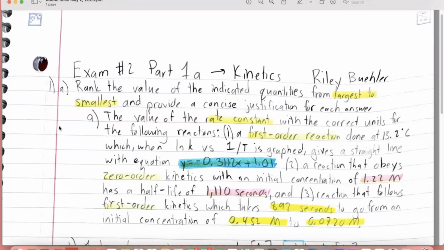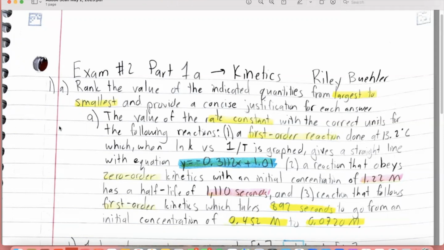And the three indicated quantities are the value of the rate constant with the correct units for the following reactions. Number one, a first order reaction done at 13.2 degrees Celsius, which when ln k versus 1 over t is graphed, gives a straight line with the equation y equals negative 0.3112x plus 1.01. And then second is a reaction that obeys zero order kinetics with an initial concentration of 1.22 molar and has a half-life of 1,110 seconds. And then the third quantity is a reaction that follows first order kinetics, which takes 892 seconds to go from an initial concentration of 0.452 molar to 0.0720 molar.